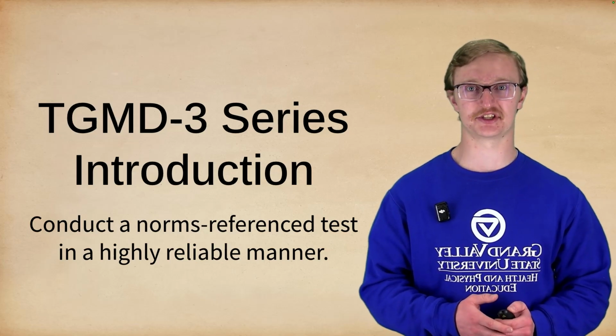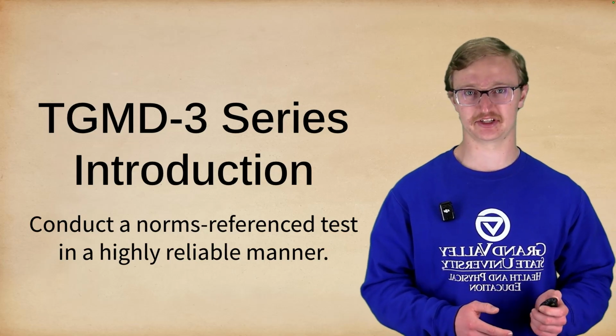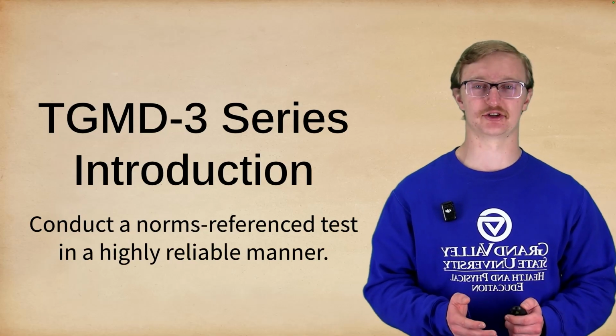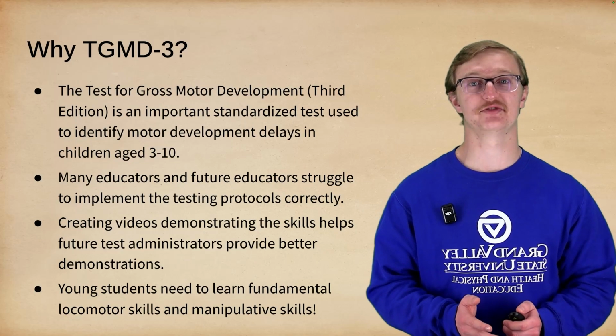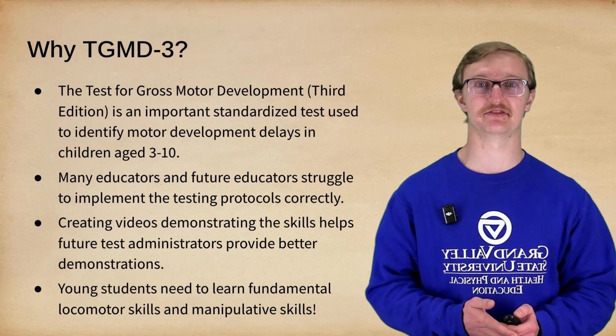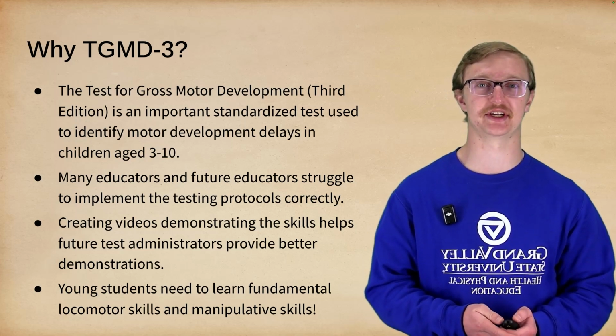These skill videos focus specifically on the skills, demonstrating the skills correctly, and common errors you might see the students make, which are listed in the description of each video. The Test for Gross Motor Development, 3rd edition, is an important standardized test used to identify motor developmental delays in children aged 3 through 10.